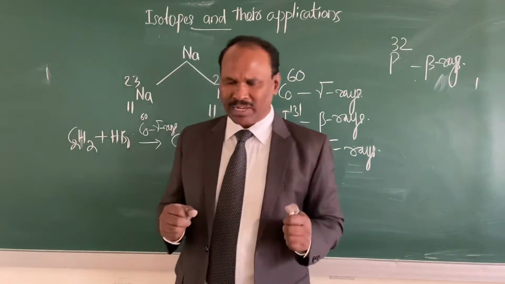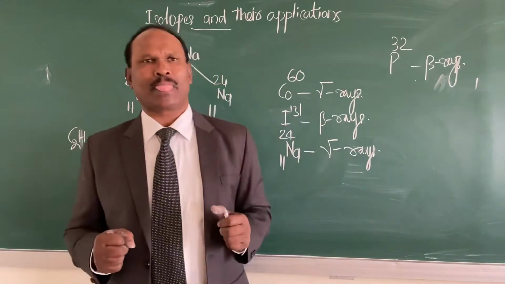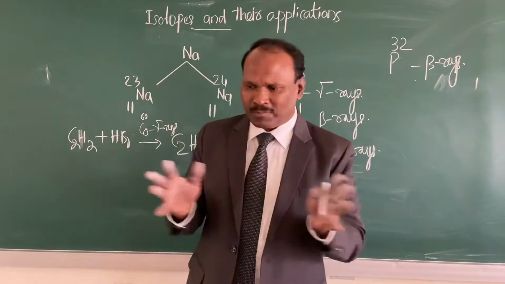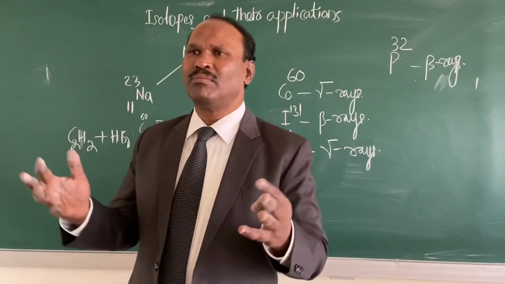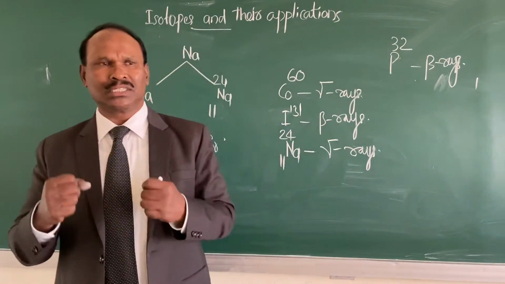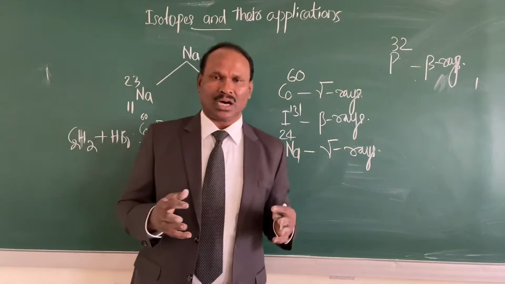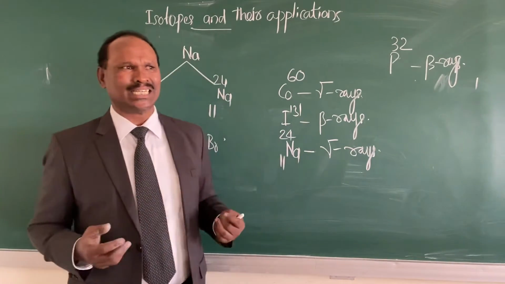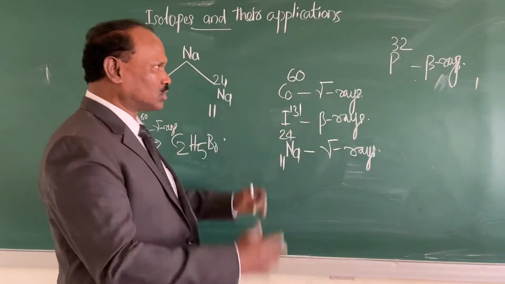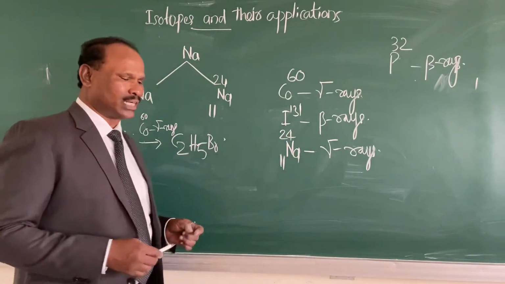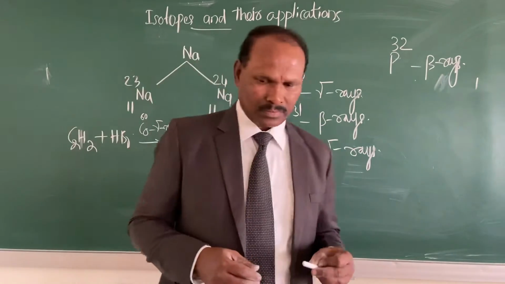And it is also very well established that if crops are exposed to gamma rays, the yield will be more, they say. That means radioactive isotopes are used in increasing the yield of crops. So in the agricultural field also, we are using radioactive isotopes.